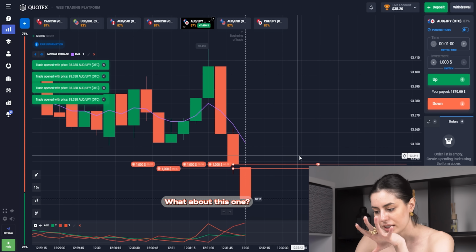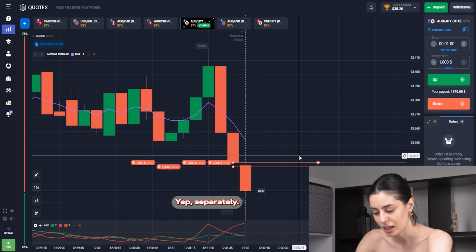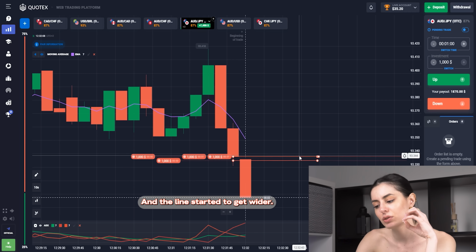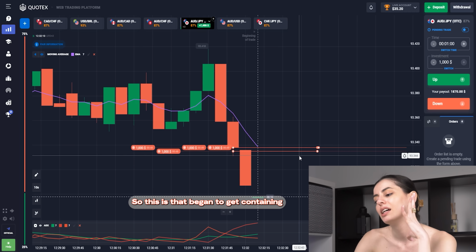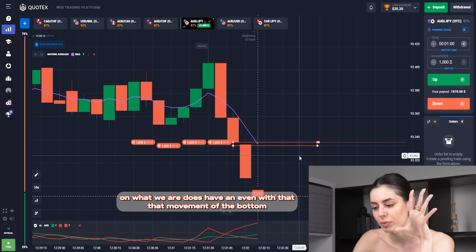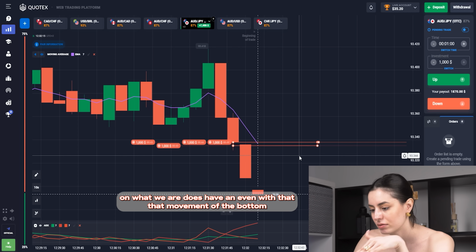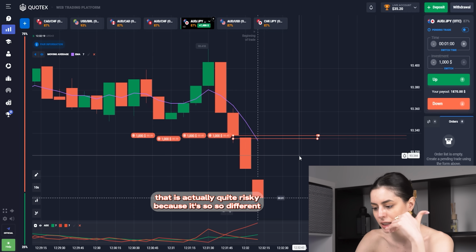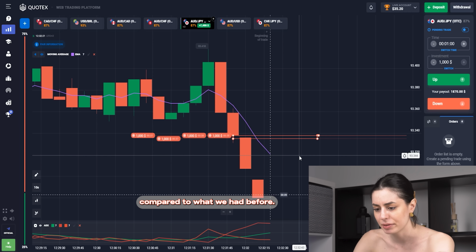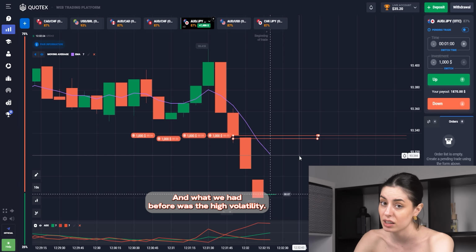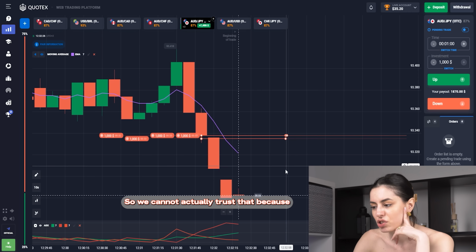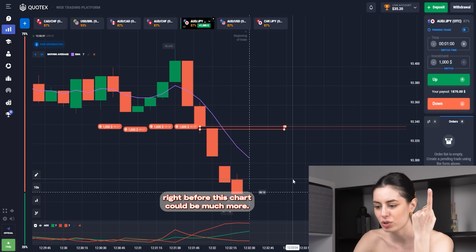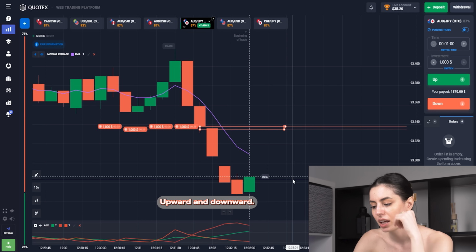What about this one? The crossing just happened. Yep, separately, but with the ADX, it just happened. And the lines started to get wider. So this is it. We're going to keep continuing what we are just having. Even with that movement to the bottom, that is actually quite risky because it's so different compared to what we had before. And what we had before was high volatility. So we cannot actually trust it, because right before, this chart could be much more upward and much more downward.